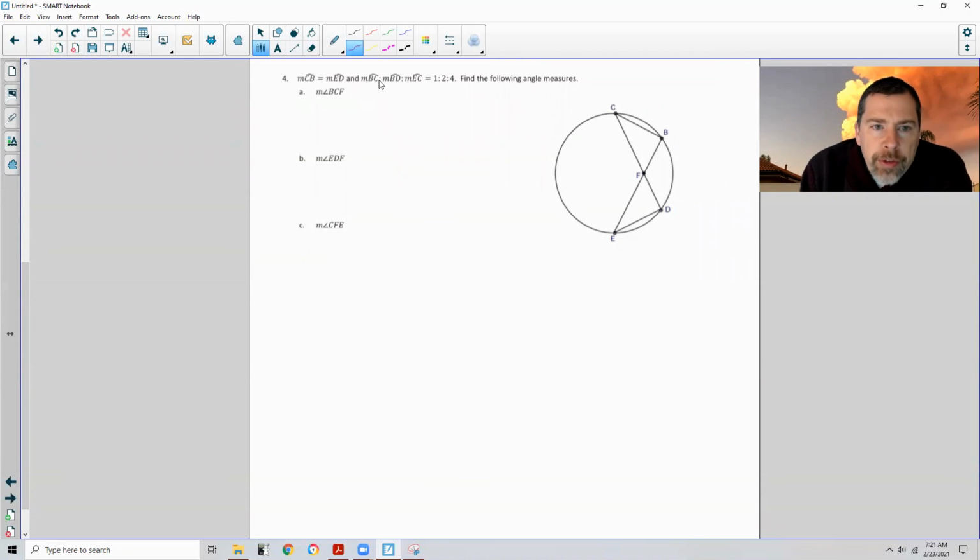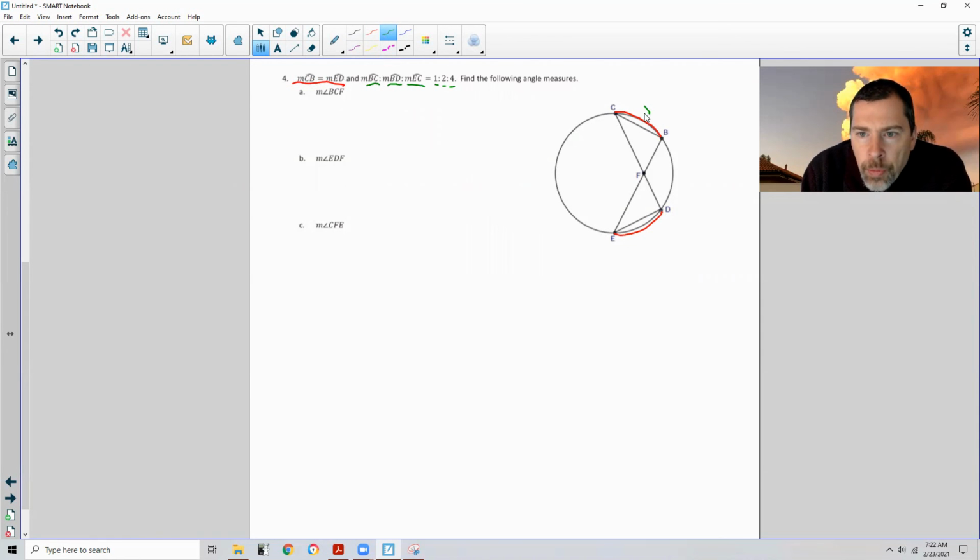Okay, number 4. The measure of arc CD equals the measure of arc ED, or CB. Arc CB equals arc ED. So I'm going to mark that. This equals this. That was given. Always label your givens. The measure of BC to BD to EC is 1 to 2 to 4.